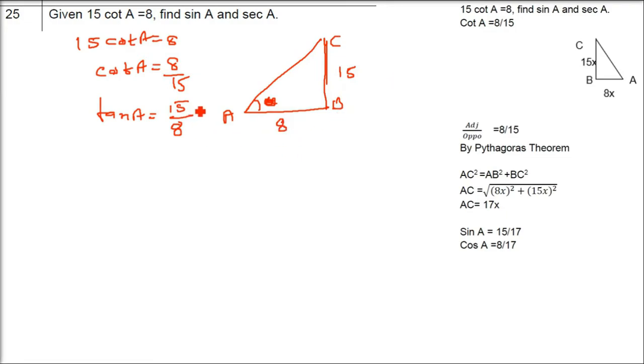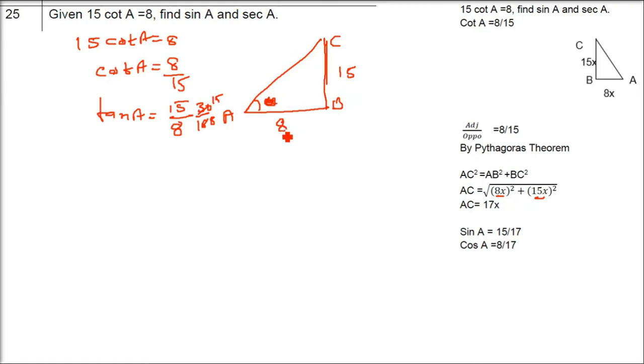So 15 by 8. So it can be 15x and 8x because it can be 30 by 16, and eventually it will come to 15 by 8. But we never know. It can be 30 by 16 also. That is why we write 15x and 8x in the solution. But you don't have to worry about this. You can just directly write 15 and 8.